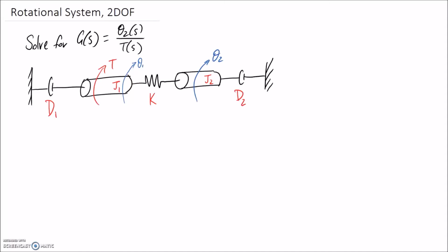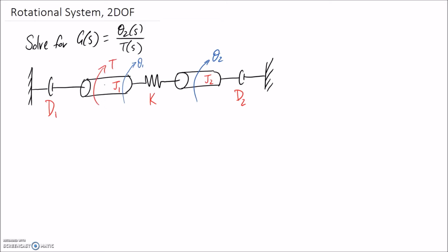So in this question, we're asked to solve for the transfer function G, which is equal to the angle theta 2. So that's the angle of this part of the shaft here. And it's divided by T, which is the applied torque. And we can see from the diagram it's applied onto this other part of the shaft.